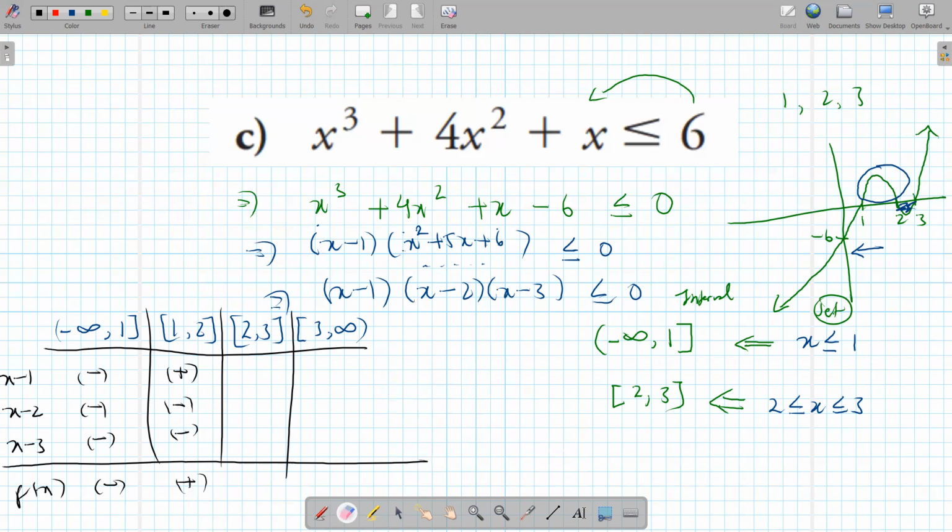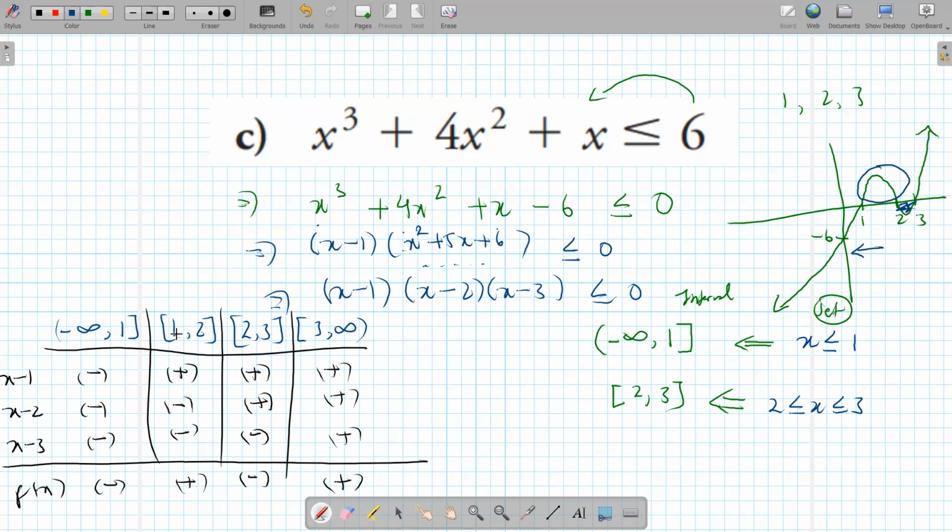Well, 2.5. 2.5 minus 1 positive. 2.5 minus 2 positive. 2.5 minus 3, though, is negative. What does plus plus minus give if we combine them? A negative. Exactly, a negative. 3 to infinity, we can take 10. It's all going to be positive. The entire thing is going to be positive.